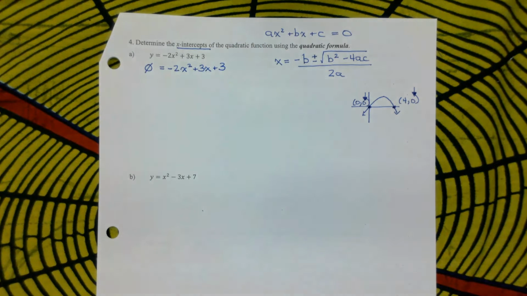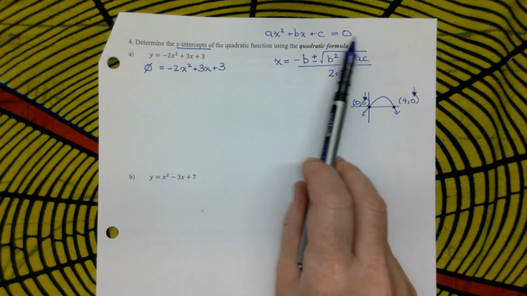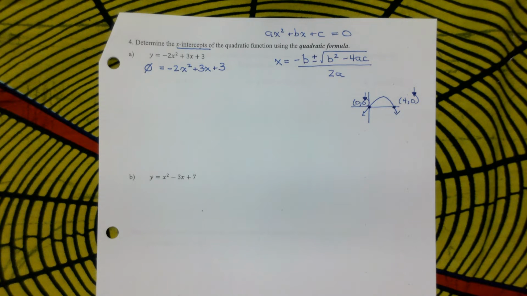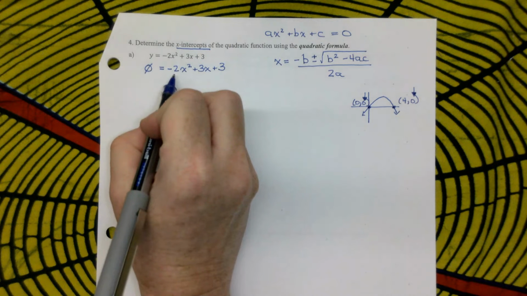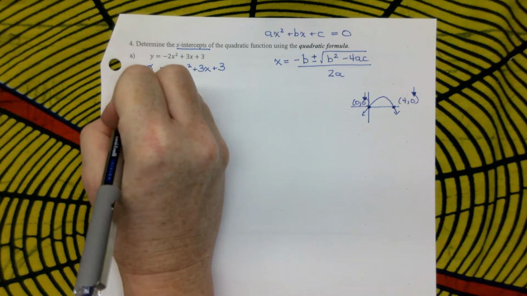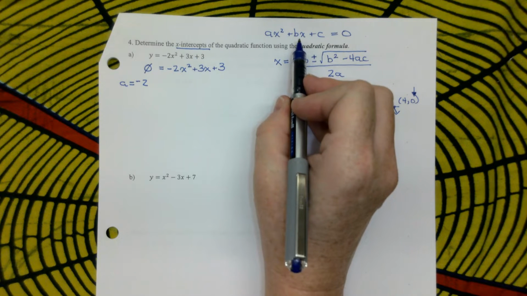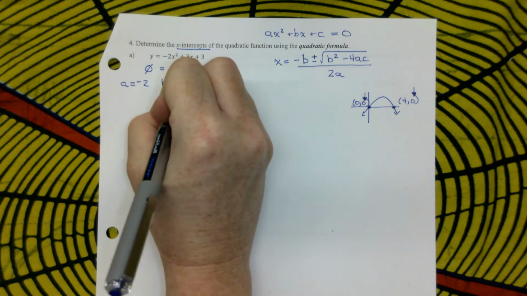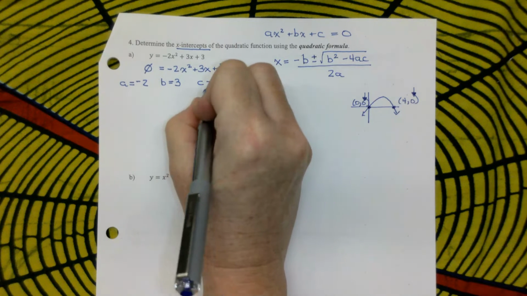Our equation always has to be in this form, where ax squared plus bx plus c equals 0, in order to be able to use the quadratic formula. So the first thing that we want to do is figure out what our a, b, and c are. Our a is always in front of x squared, so a equals negative 2. Our b is always the number in front of the x term, so in this case b equals 3. And our c is always the constant on the end, so our c is also equal to 3.